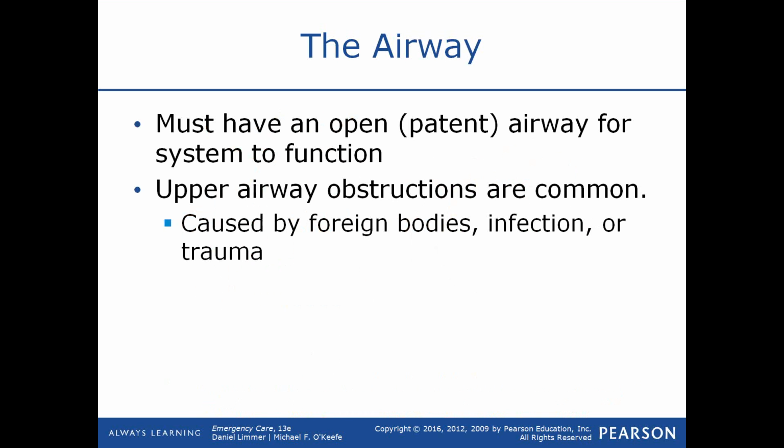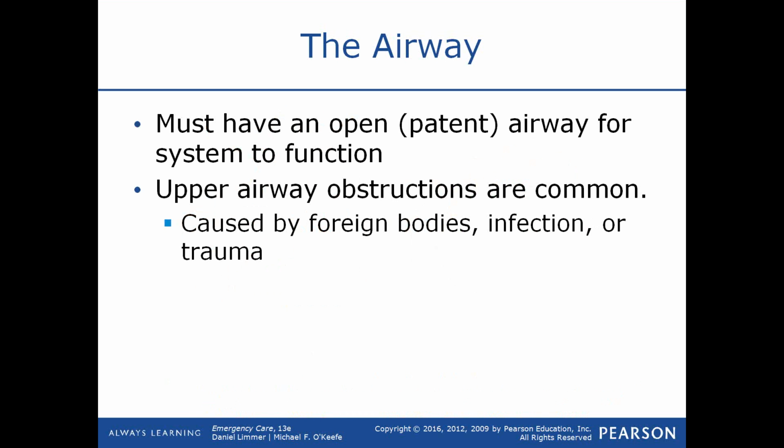When we look at respiration, ventilation, oxygenation, all those words we use to describe breathing, it begins with the airway. And you have to have a patent airway in order for the system to function. The upper airway is the nose, the mouth, the throat, and all the way down to the larynx. And the lower airway is the larynx on down. So the upper airway obstructions are pretty common.